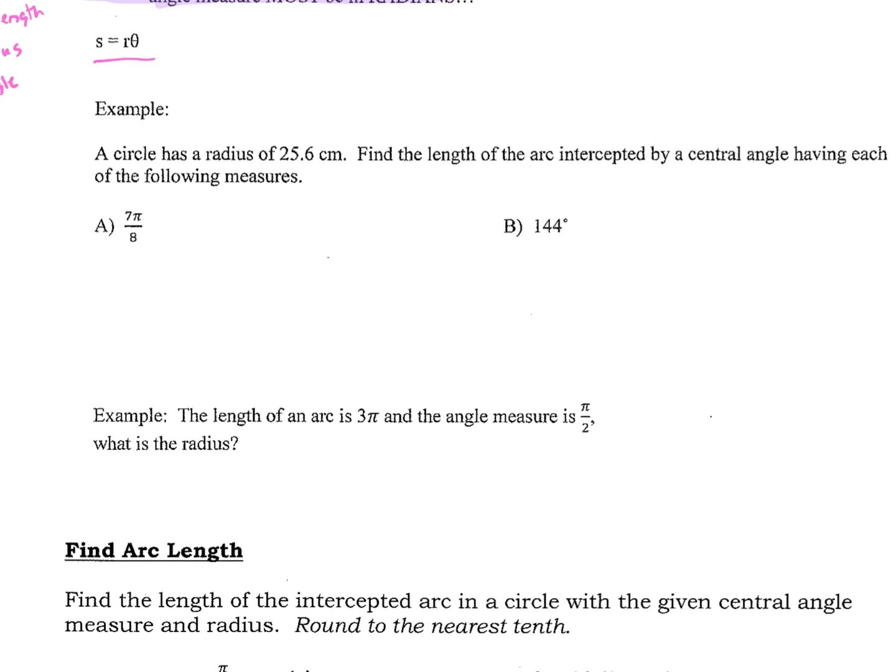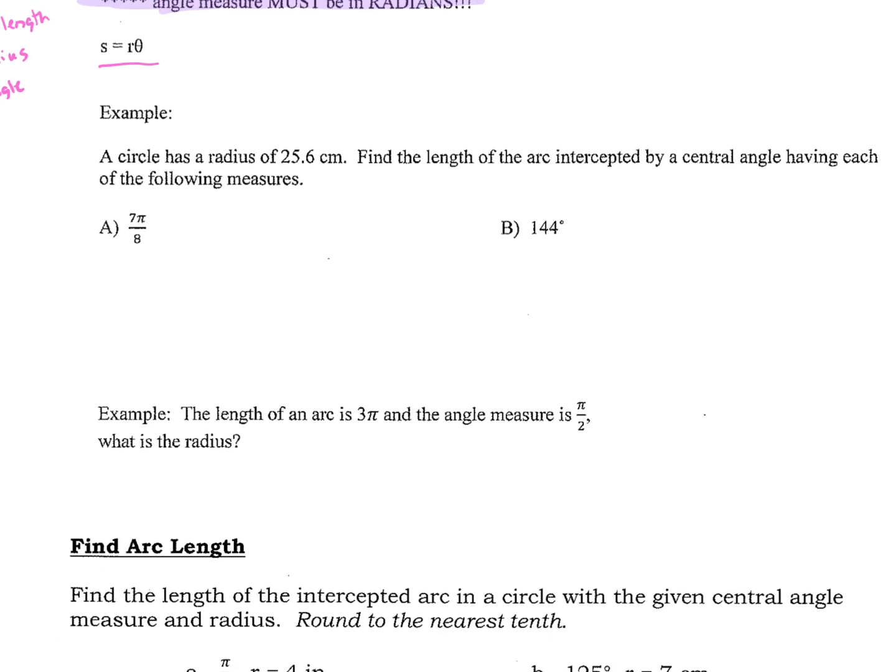It says, a circle has a radius of 25.6 centimeters. Find the length of the arc intercepted by a central angle having each of the following measures. So if we have an angle of 7 pi over 8, then that means we are plugging in and doing S is equal to R, which we know is 25.6, times theta, which in this case is 7 pi over 8. Okay, so for our exact answer, we truly just want to multiply and get that number. It might be written as a fraction. In this case, because of that 25.6, we're just going to multiply 25.6 times 7 divided by 8. We get that decimal.